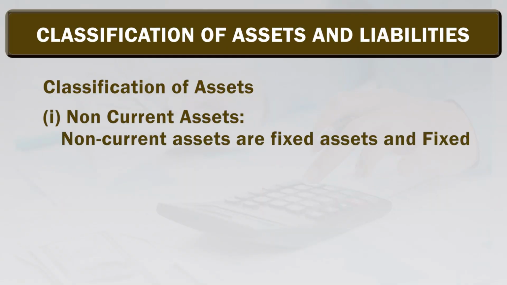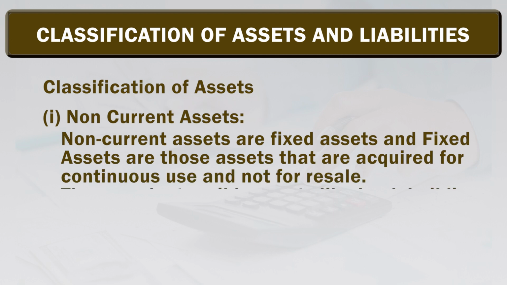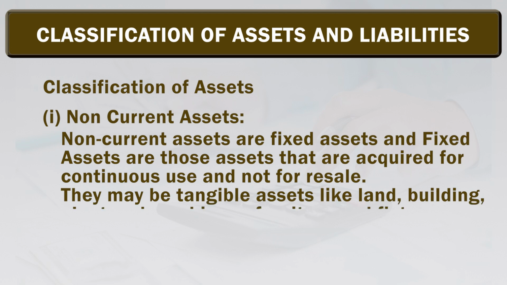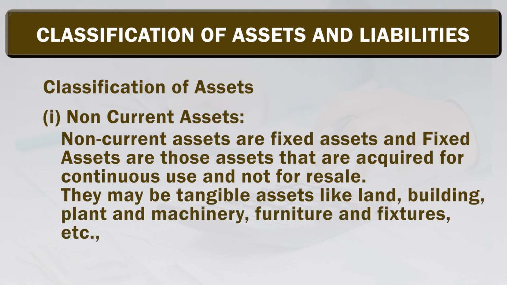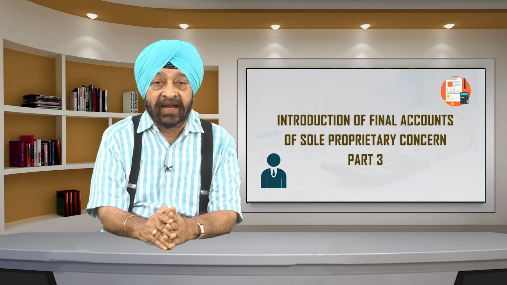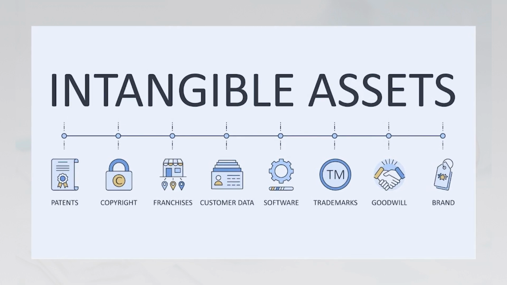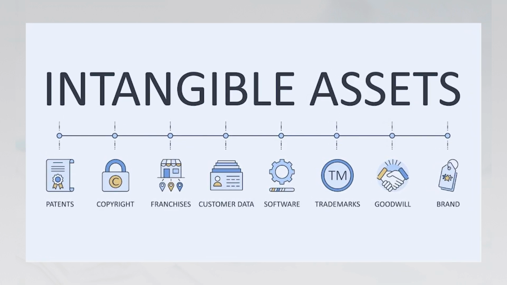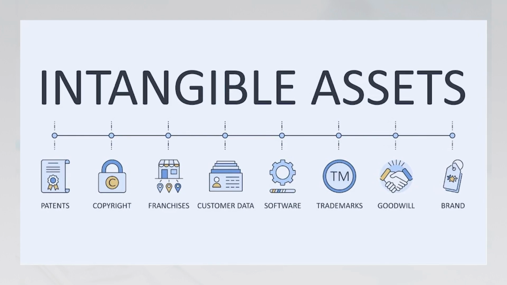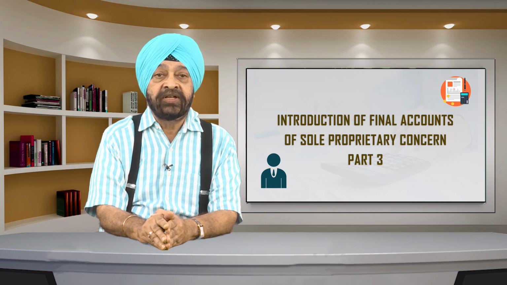Non-current assets are fixed assets, and fixed assets are those assets that are required for continuous use and not for resale. They may be tangible assets like land, building, plant and machinery, furniture and fixtures, etc. Tangible fixed assets are those fixed assets which can be seen and touched. Fixed assets may also be intangible assets like goodwill, patent, know-how, trademark, computer software, etc. Intangible assets are those fixed assets which are not in a physical form. It means they cannot be seen, cannot be touched.